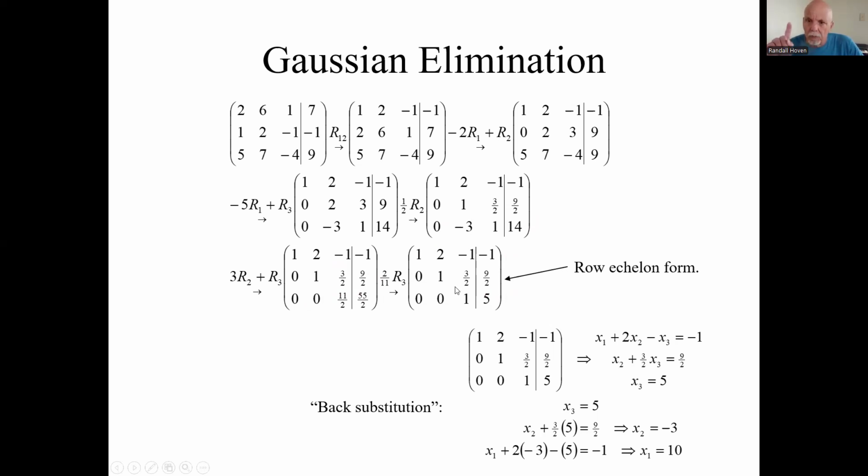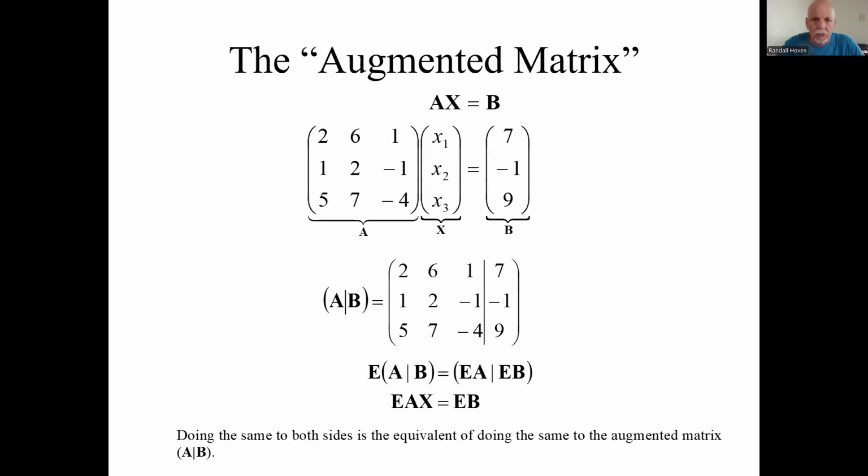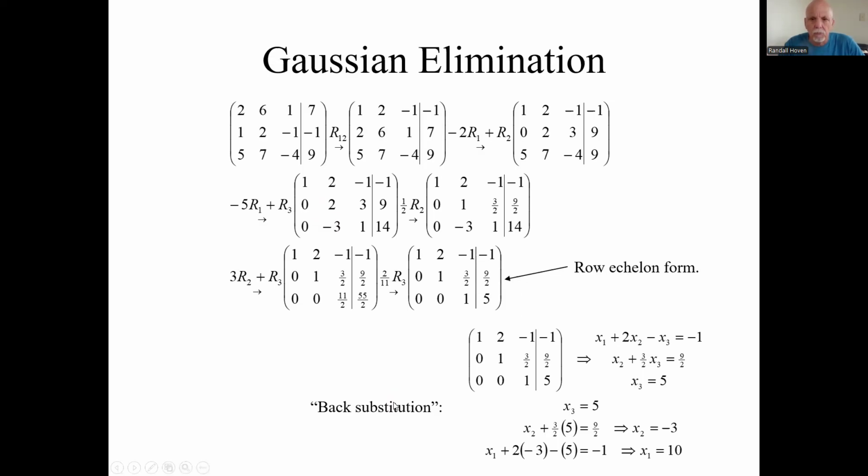And what does that mean? Remember, the x doesn't change. It's the same x here. I'm only changing the A and B parts. So this represents a system of equations with the same x's in the same order. So this top equation means that. The second equation means that. This bottom equation just means x3 equals 5.